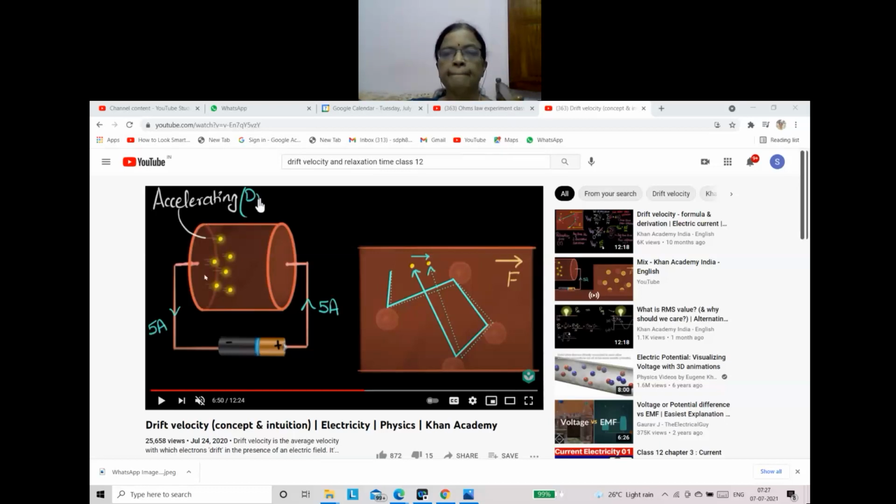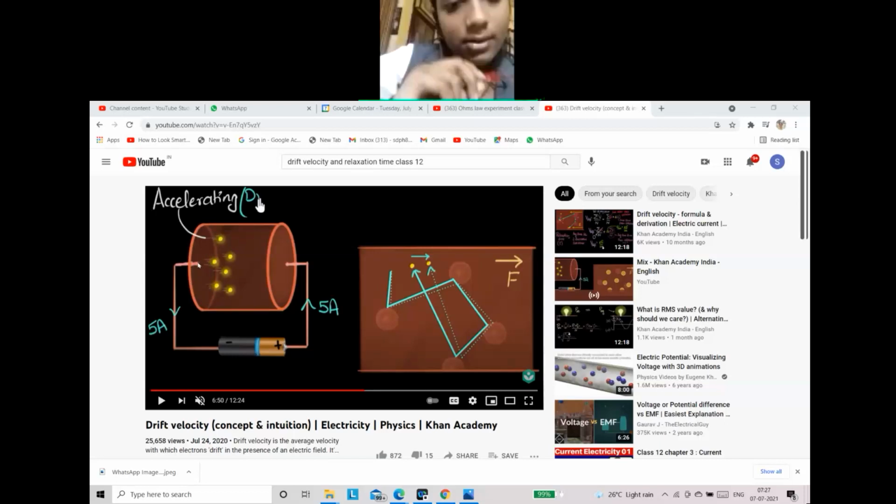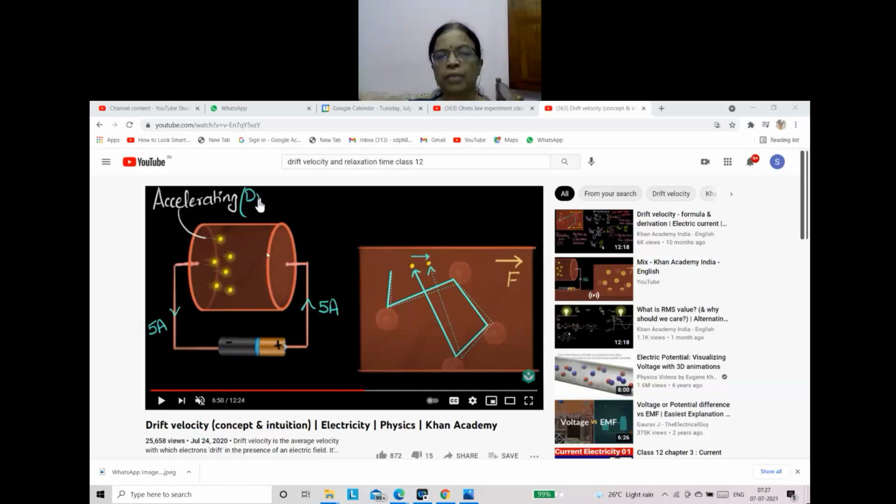N is the number of electrons per unit volume. Then what is the total number of electrons in this conductor? Volume of the conductor is A into L. Capital A is the area of cross section, L is the length, A into L is the whole volume of the conductor. Number of electrons per unit volume is N. So, what is the total number of electrons in this conductor? N into A into L. Very good. N A L is the total number of electrons.